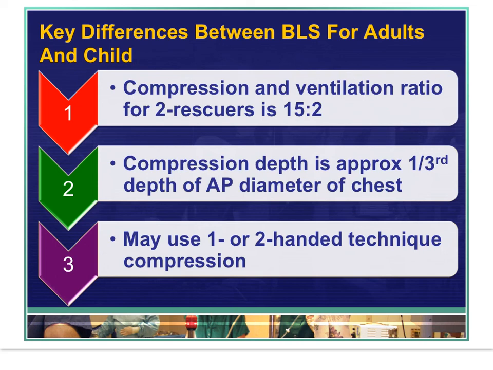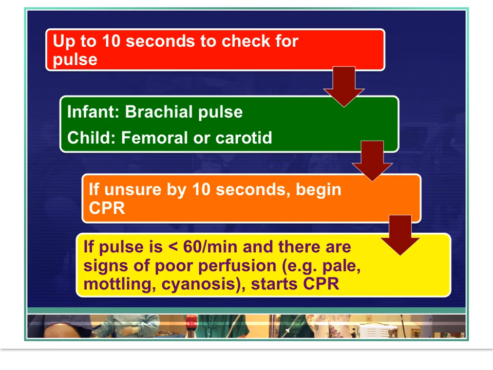For compression depth, it's about 1/3 of the AP diameter of the chest. So we don't use the formula of 5 centimeters as in adults. Of course, because of the smaller size, we can actually use a 1-hand or a 2-hands technique for compression. This part is the same. We'll take up to 10 seconds to check for the pulse.